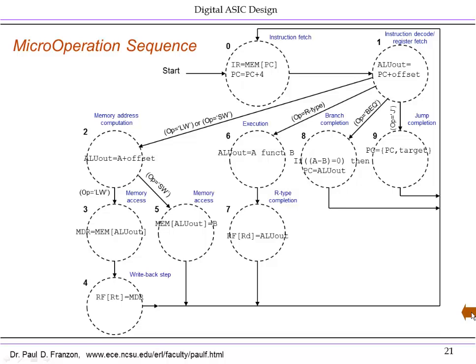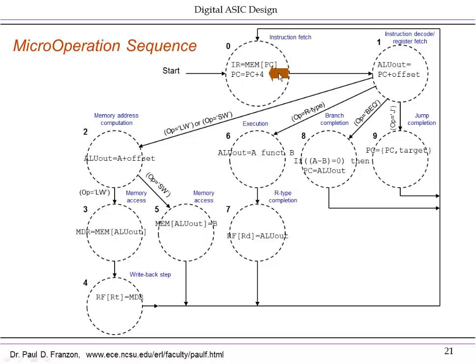The easiest way to approach the controller, which in this case has to be a finite state machine because there are branches within the state sequence, is to first of all sketch out the micro operation sequence in a finite state diagram format. So that is what I've done here.